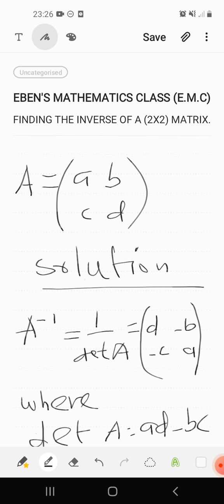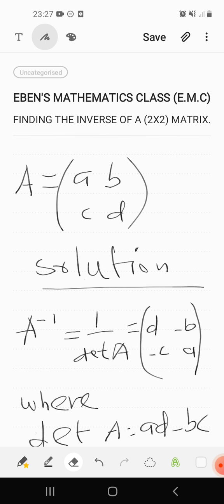Take note of that. It is only possible to calculate the inverses of square matrices. If the determinant of a square matrix is 0, then the matrix is called a singular matrix and has no inverse.